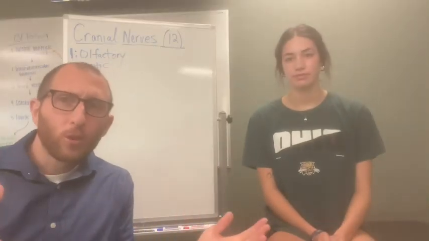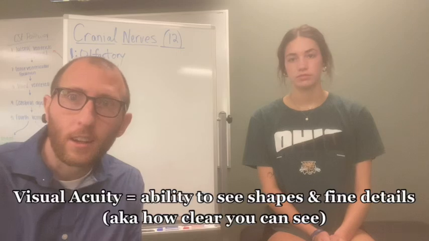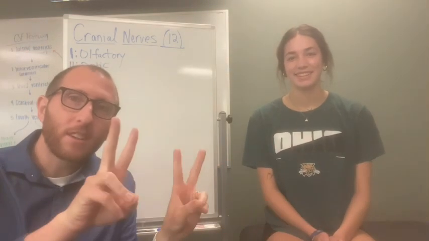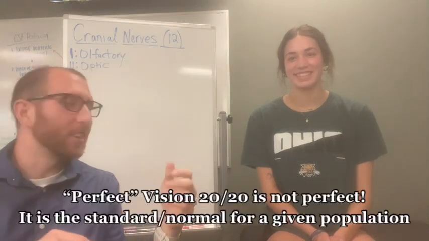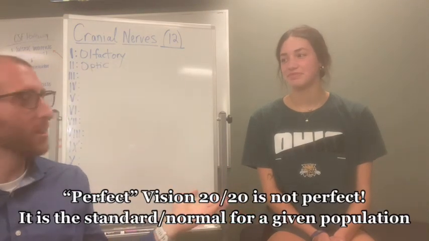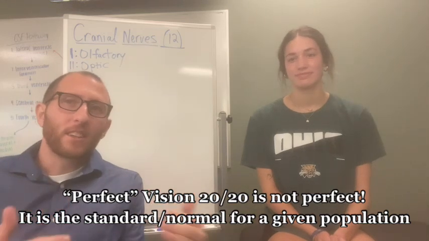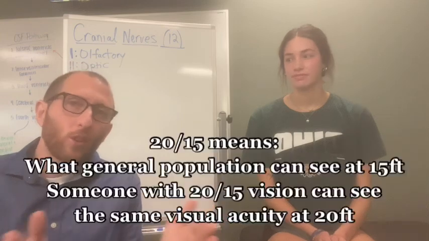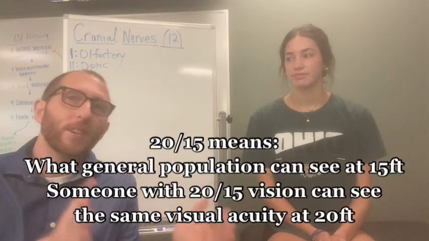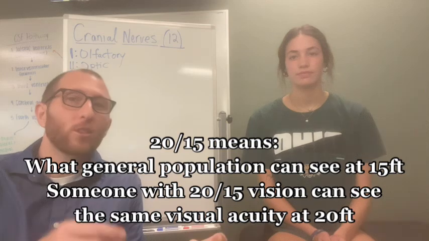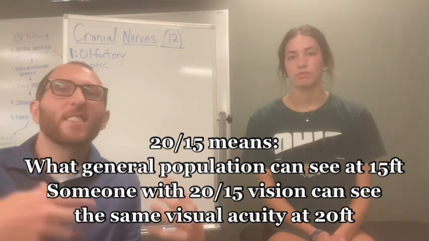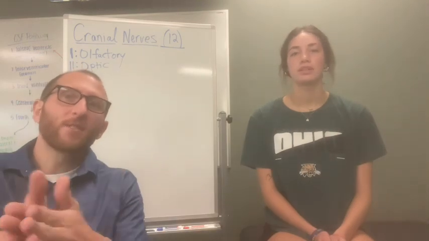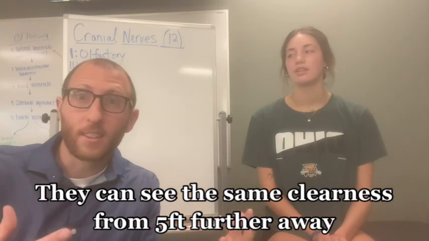All right, so that was visual acuity, or how clear you can see something. So Olivia was better than perfect vision, and I'm giving it air quotes here because 20/20, we call that perfect vision, right? But in reality, you can be better. What 20/15 means is what the general population can see at 15 feet. Somebody with 20/15 vision can see the same visual acuity at 20 feet. That's 5 feet further, and they can see the same clearness.